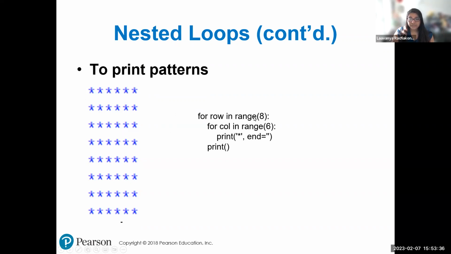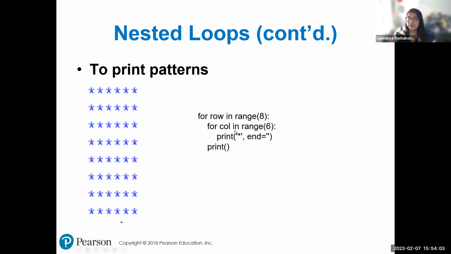So for row in range 8, as we have 8 rows, for column in range 6, as we have 6 columns, you are printing the symbol, comma, end equal to. This is used to remove any extra spaces in between the outputs. The end specifier is used to remove extra spaces. So that is the reason you have end equal to quote, no space, quote, and then print.